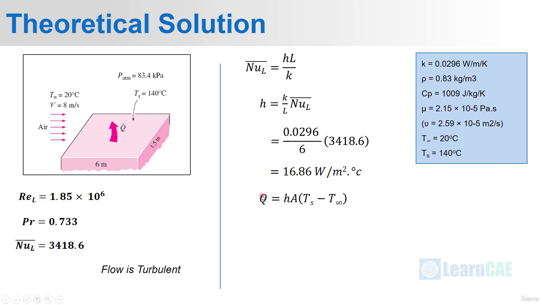We know that Q is equal to h into A into (Ts minus T infinity). We shall substitute the values. h is 16.86, A is nothing but 6 into 1.5, and Ts is 140, T infinity is 20 degrees Celsius. Therefore, the net heat transfer rate from the plate to the fluid is 18214 watt. This is the value which we have got from theoretical calculation.